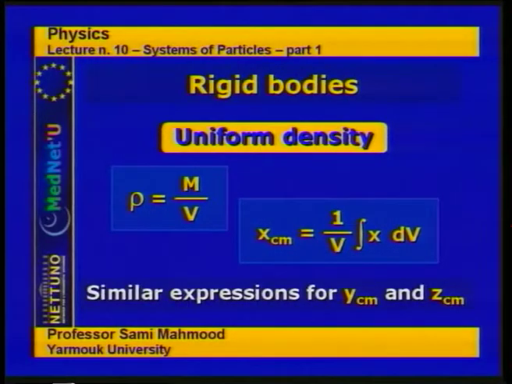And similar expressions can be obtained also for the y component and the z component of the center of mass, where y center of mass is equal to 1 over V times the integral of y dV, and z center of mass is equal to 1 over V times the integral of z times dV. This way, we calculate the 3 components of the center of mass of a rigid body consisting of a continuous distribution of matter in 3-dimensional space as a general case.